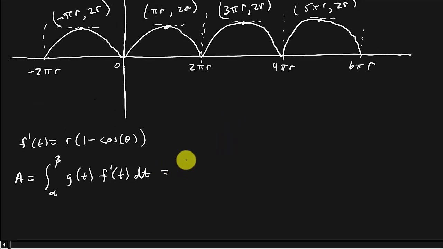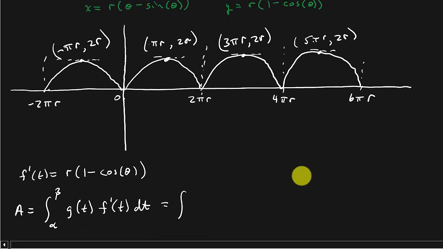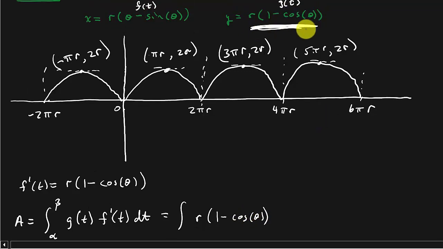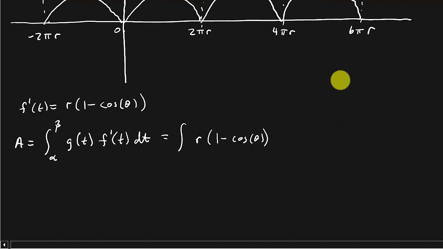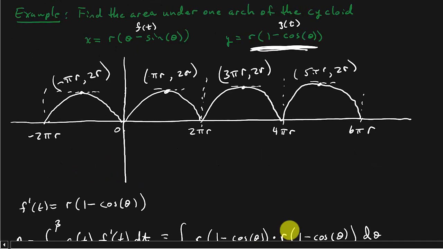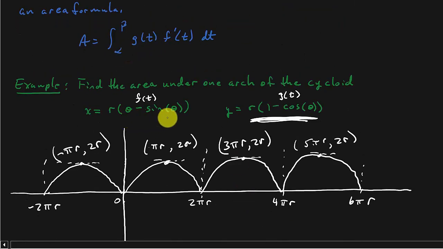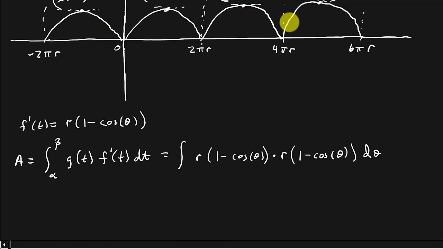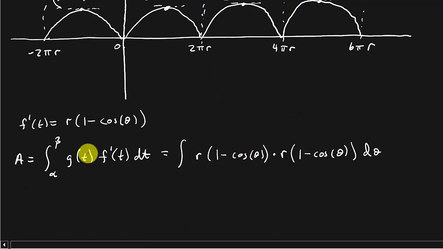So this is going to be g of t, which is r times (1 minus cosine theta). I got that from here. And then times f prime of t, which is this, so that's times r times (1 minus cosine theta), d theta. And yes, I know the formula is g of t, f prime of t, dt, but understand that our variable is not t, it's theta. So it's theta instead of t.